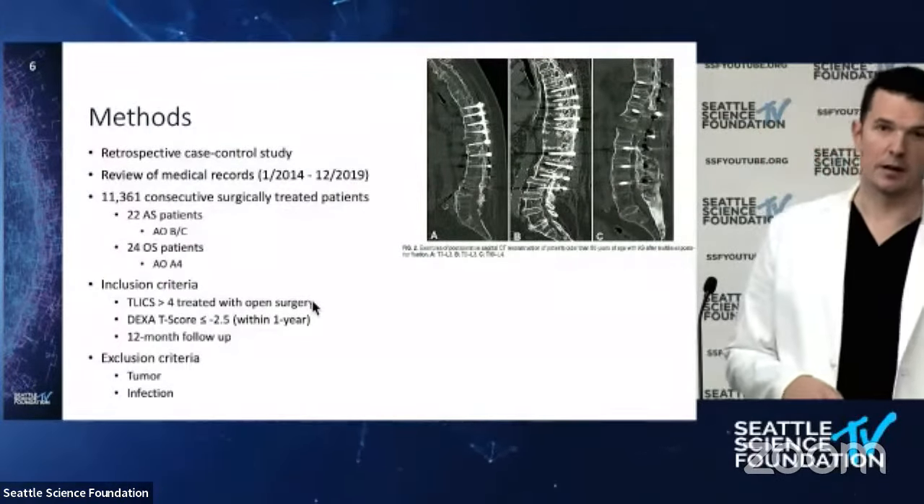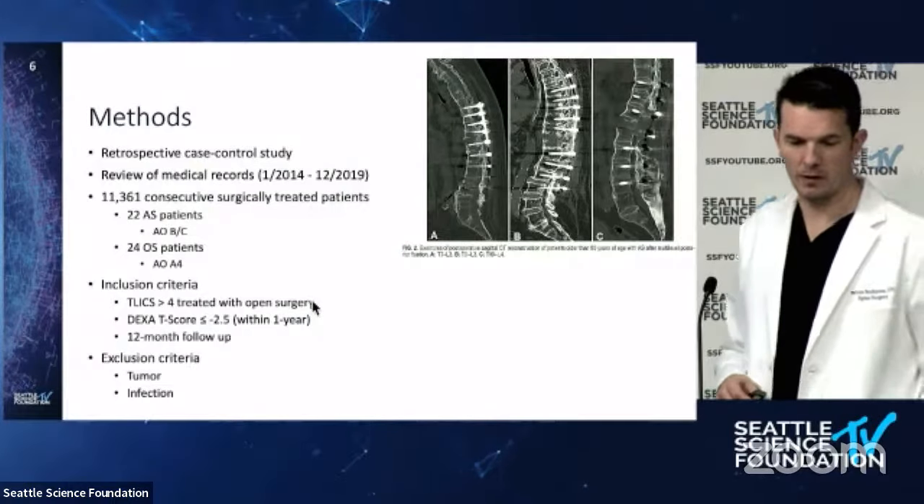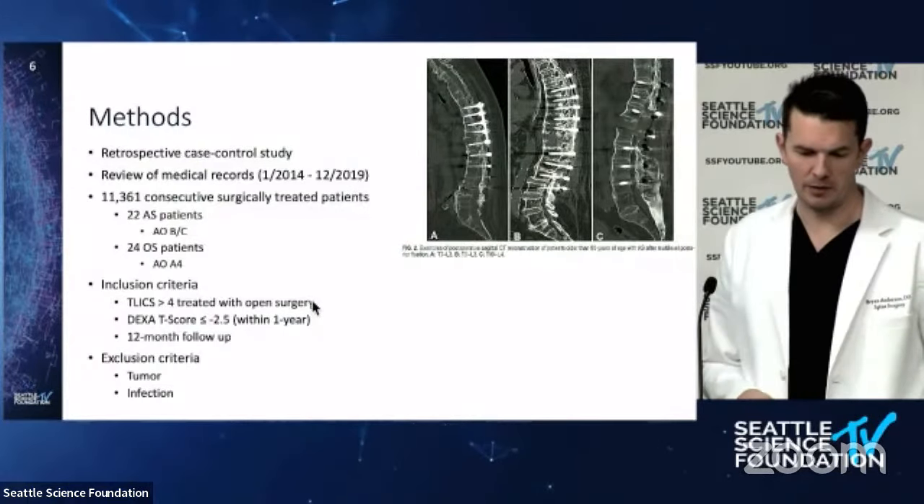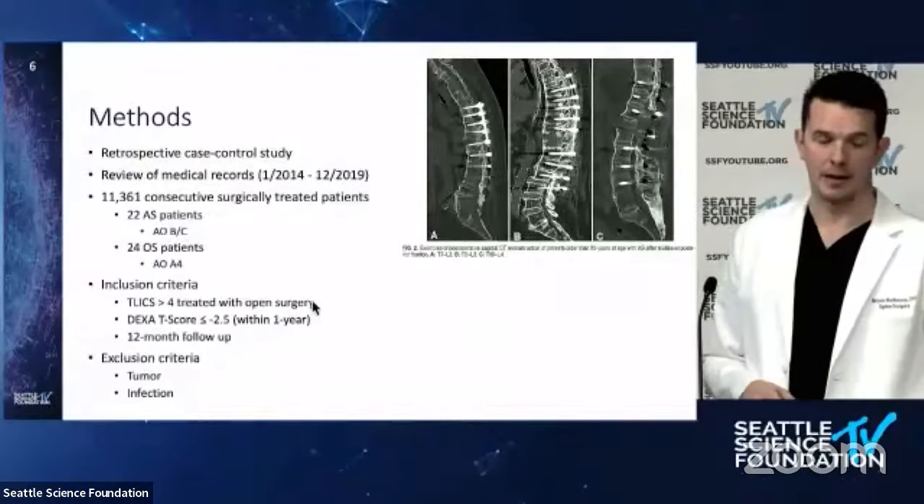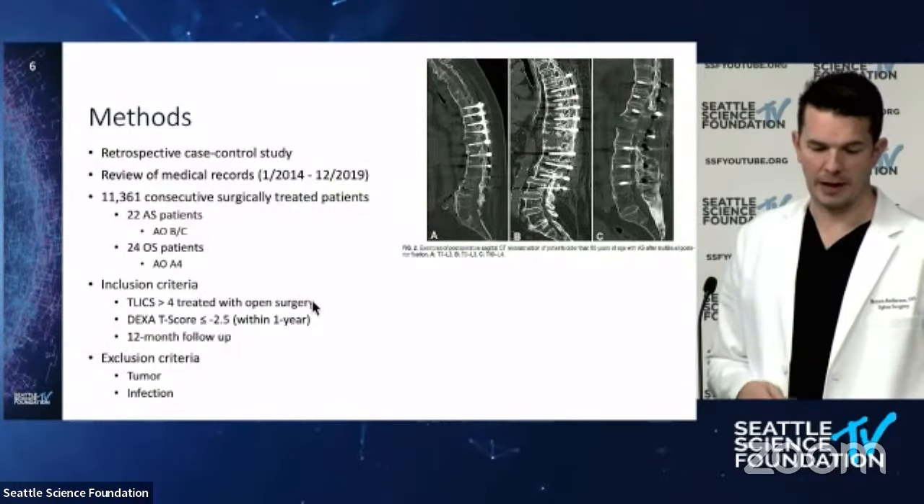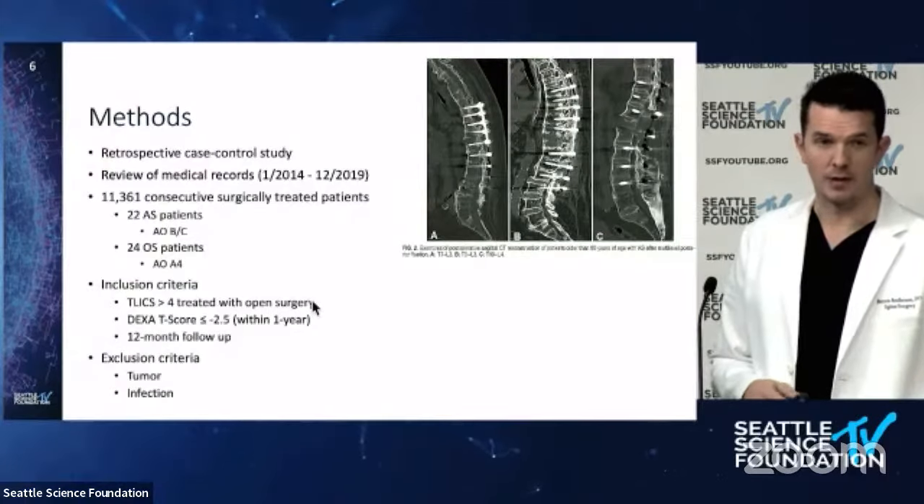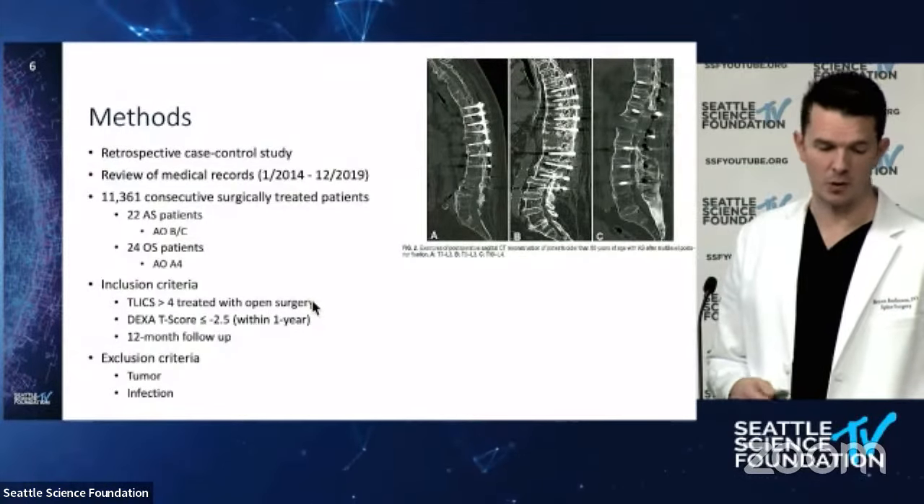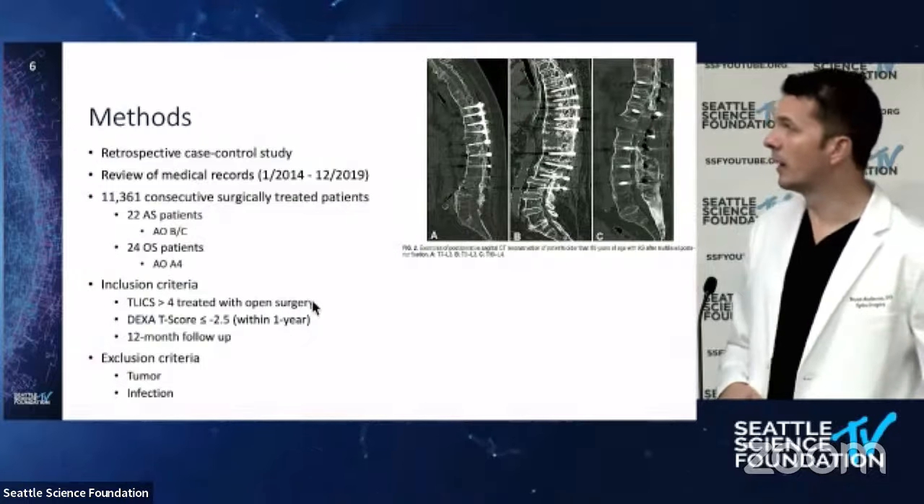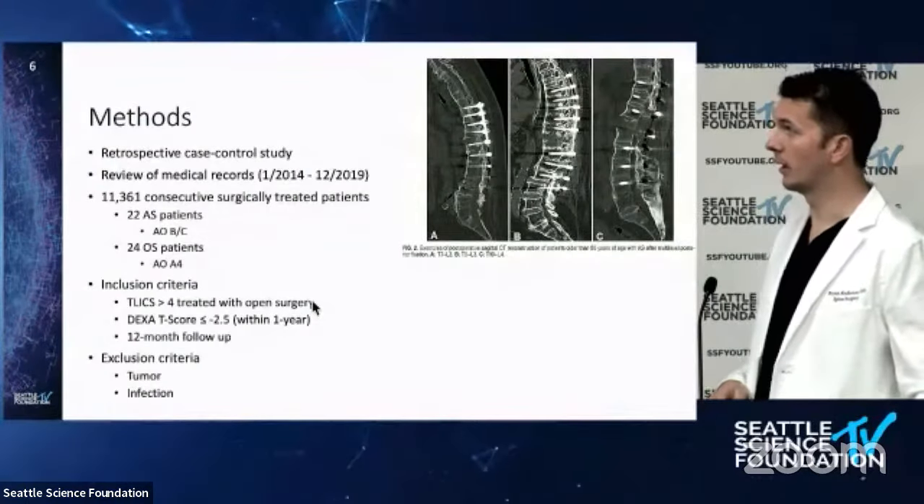And then in the patients that had osteoporotic vertebral fractures, their DEXA scan had to be performed within the last year, and it had to be at least a negative 2.5 T-score. And then these patients had to have a 12-month follow-up. Exclusion criteria were tumor and infection leading to fracture.